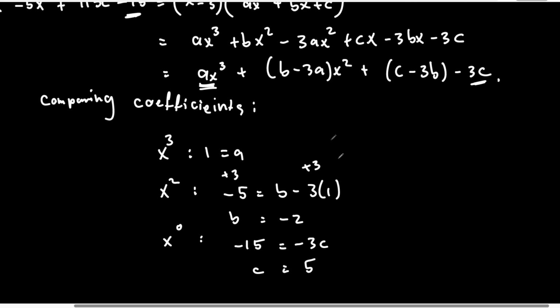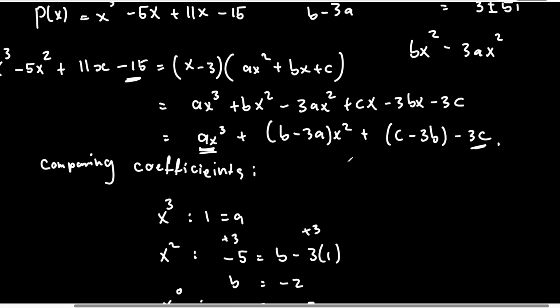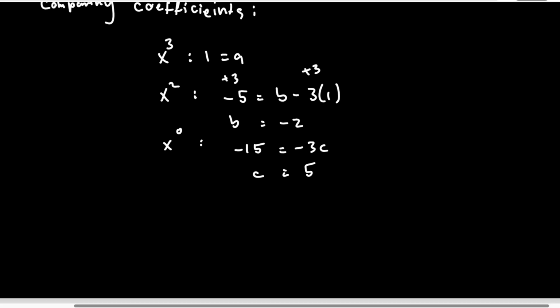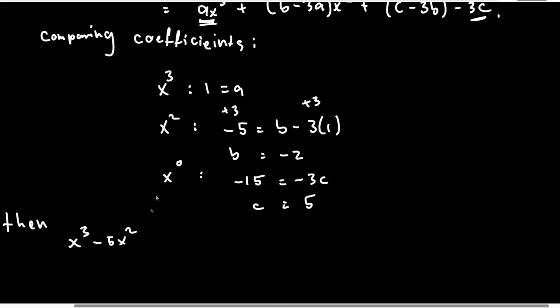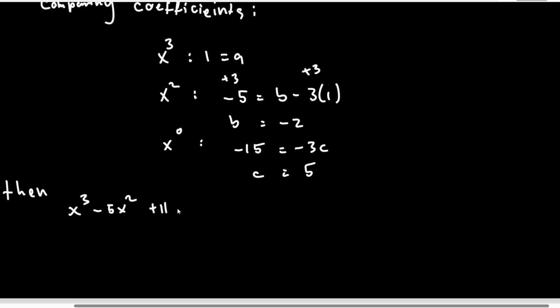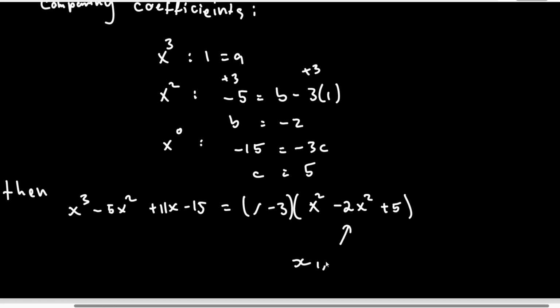Now since I've got the coefficients of my quadratic, I know it's a little bit messy and challenging. We can then say that x cubed minus 5x squared plus 11x minus 15 is equal to x minus 3, and I just found all my coefficients, so it's going to be x squared minus 2x plus 5. And then I can use the quadratic formula, x equals negative b plus or minus the square root of b squared minus 4ac, over 2a, to solve this quadratic equation.